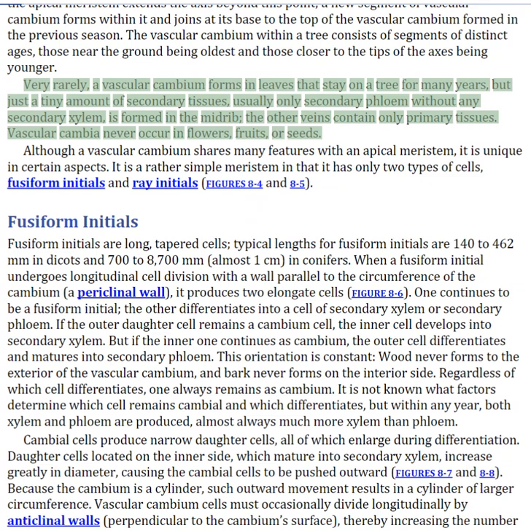Very rarely, a vascular cambium forms in leaves that stay on a tree for many years, but just a tiny amount of secondary tissues, usually only secondary phloem without any secondary xylem, is formed in the midrib. The other veins contain only primary tissues. Vascular cambia never occur in flowers, fruits, or seeds.